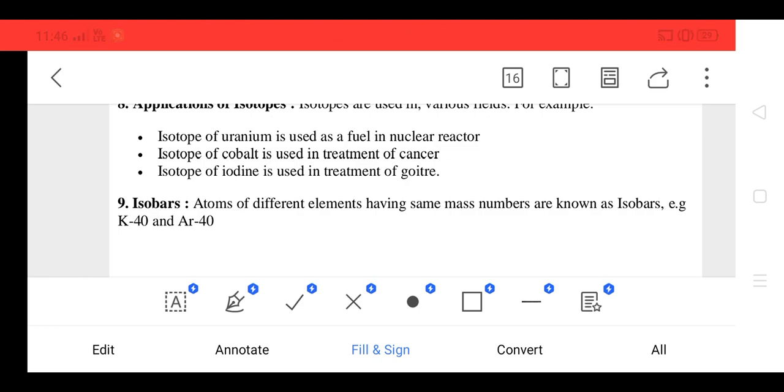Next one is isobars, atoms of different elements having the same mass numbers. For example, krypton 40 and argon 40. Here the atoms are of different elements, but they have the same mass number. Here the mass number is 40 for both of them. So atoms of different elements which have the same mass numbers, we call them isobars.